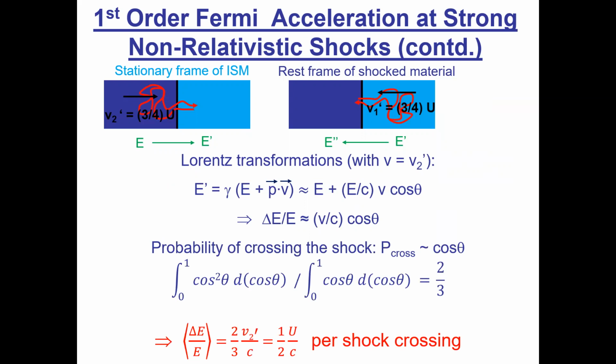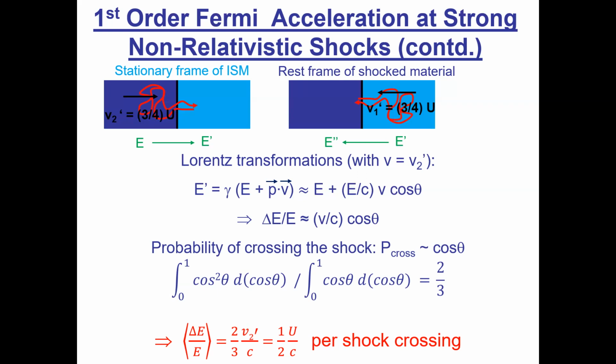Now, we have to average this somehow over all directions in which particles can move. Again, we assume that particles don't have a preferred direction in the rest frame of the ISM and later in the rest frame of the shock material. So the probability of crossing is simply proportional to cosine of the angle with respect to the shock normal. And so the cosine theta, now averaged over this probability, is the integral of cosine squared theta d cosine theta over, then we have to normalize. So that's the total probability. The probability of having any angle must be one, so we just integrate this cosine theta as well. And it's easy to see that that gives you a factor 2/3.